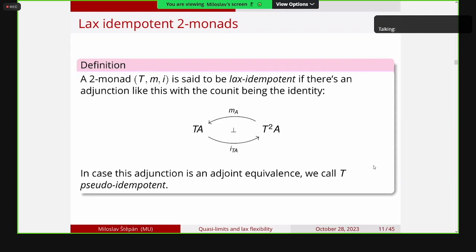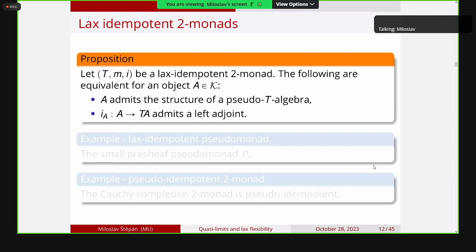In case this adjunction is actually an adjoint equivalence, this is called a pseudo-idempotent two-monad. Lax-idempotent two-monads have the particular property that an object admits a structure of a pseudo-algebra if and only if the unit evaluated at that object admits a left adjoint. So the structure of a pseudo-algebra on an object is essentially unique, unique up to isomorphism.